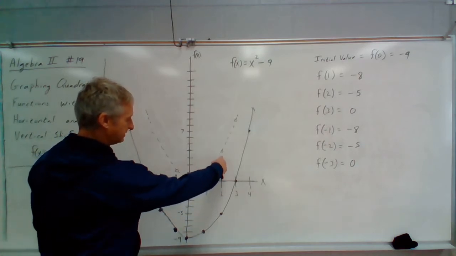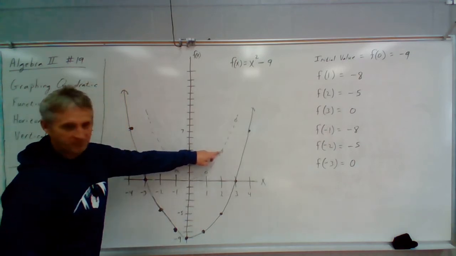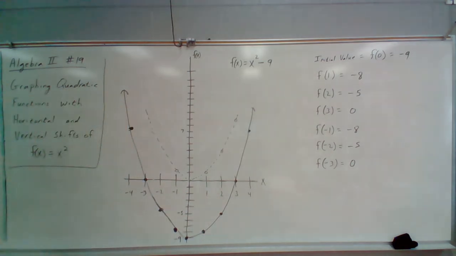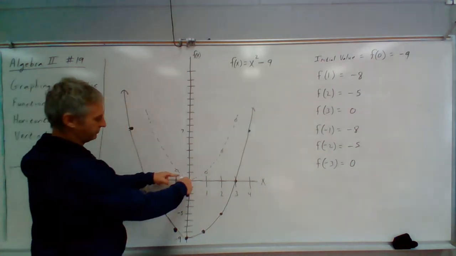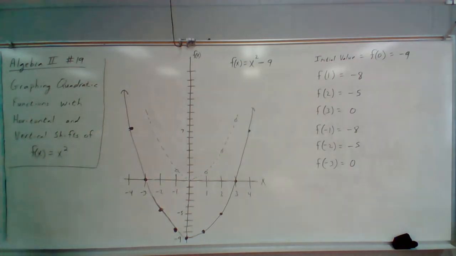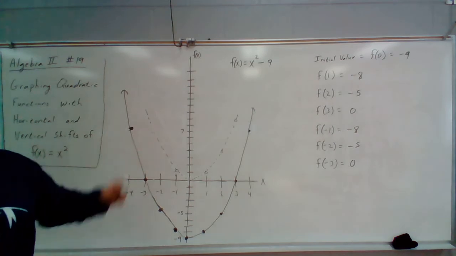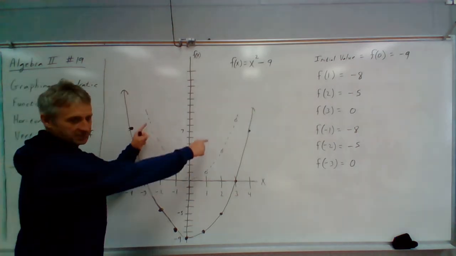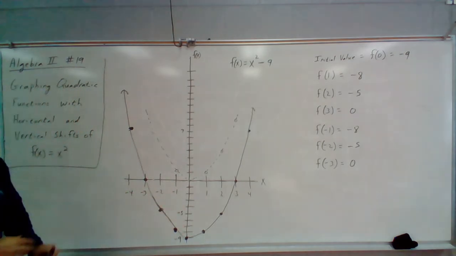This point was at 2, 4. 4 minus 9 is negative 5. So that point got shifted down 9 units. So every point on this original parabola got shifted down 9 units. So that minus 9 on the end will shift the basic parabola, y equals x squared, down 9 units.